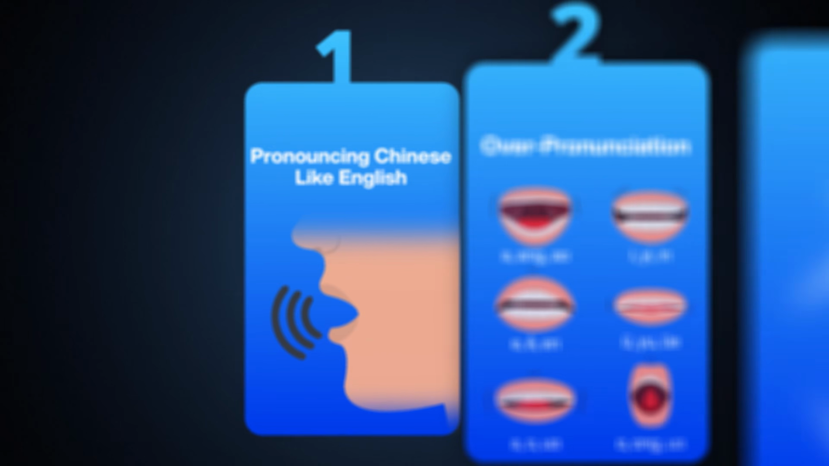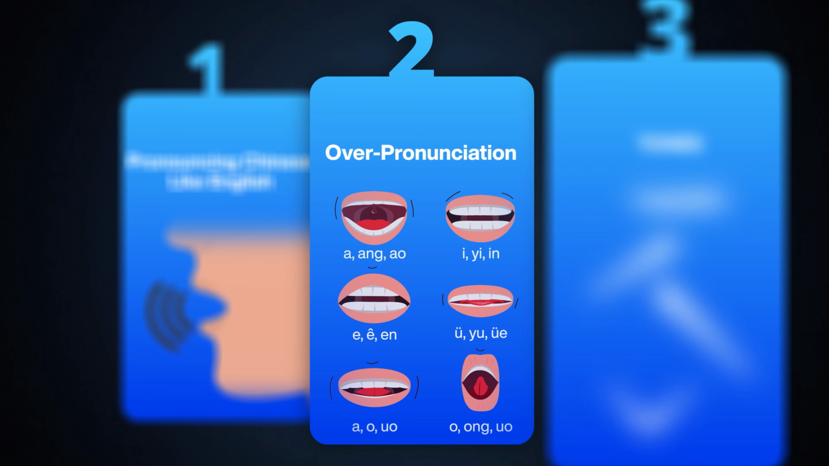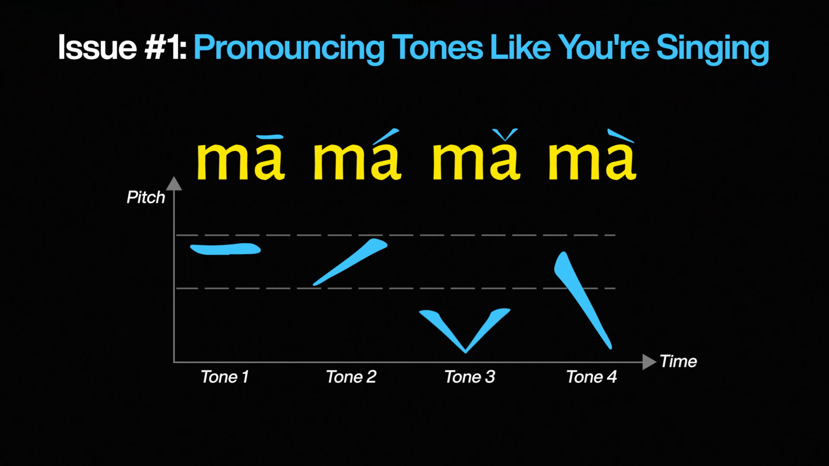Now, the second major problem I see with my clients regarding pronunciation is over-pronunciation. And this shows up in a couple of different ways. The first one I've seen, which is really common, is pronouncing tones just like you're singing. Now, this is actually quite hard to avoid because, first off, when you're not used to a tonal language, tones really do kind of sound like people are singing at first.